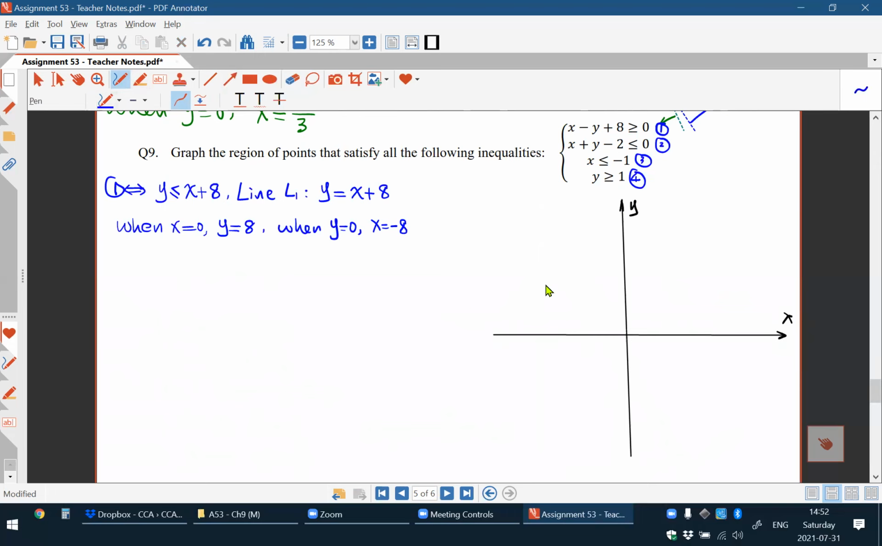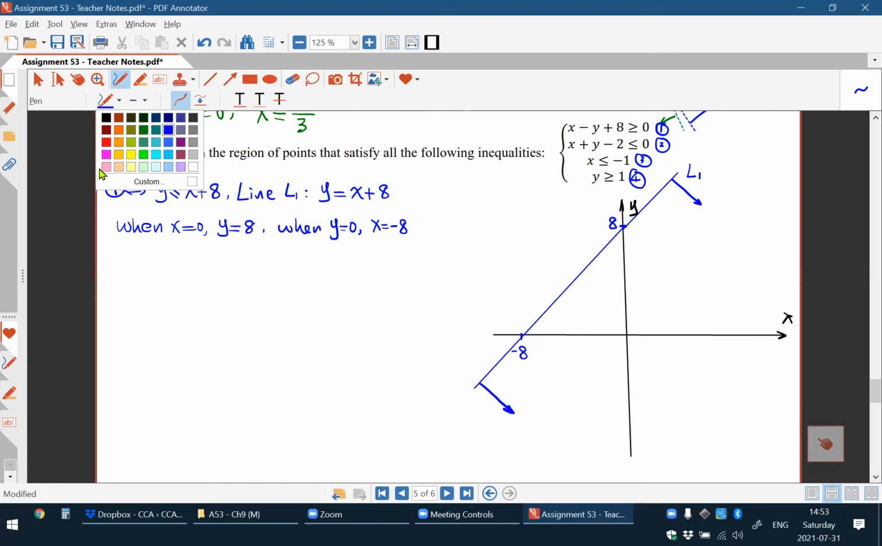First line passes through point 0, 8. So suppose this is 8 and minus 8, 0. And suppose this is minus 8. Our first line passes through these two points. Okay. And let's label it L1. And corresponding region is, because it says y is less than, right? Less than means the region is below this line, right? Okay, this is the first region.